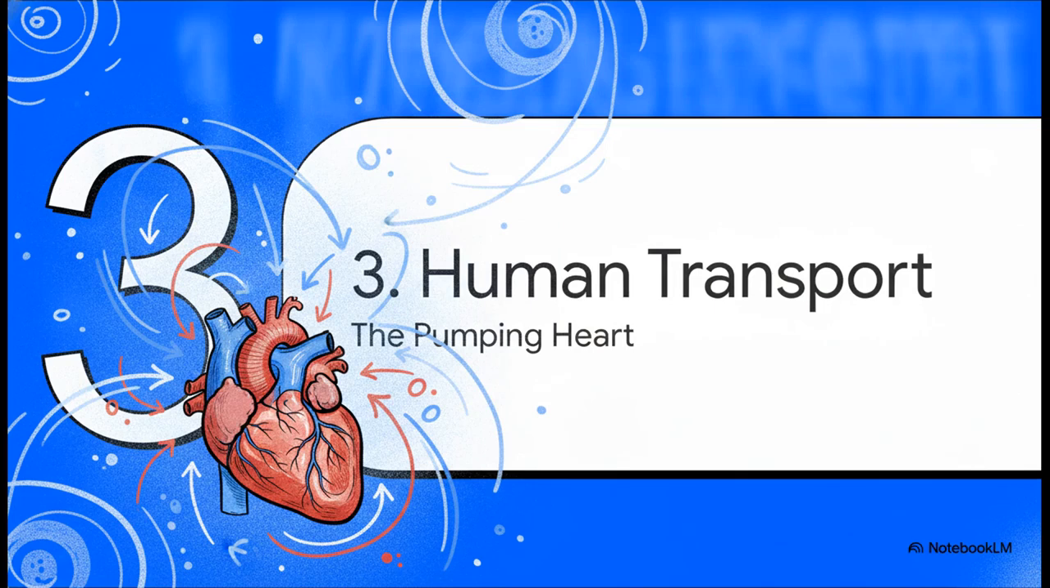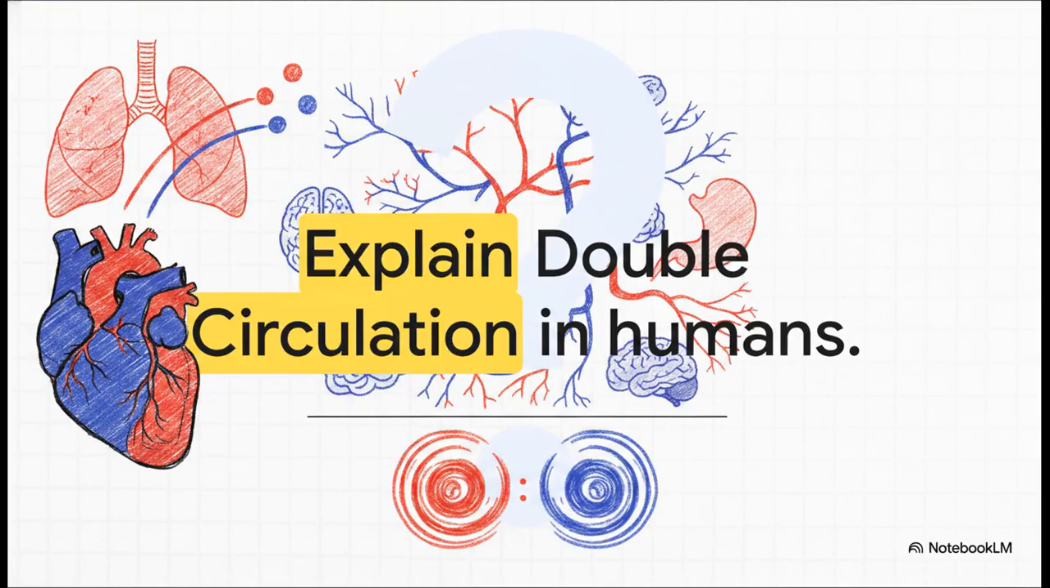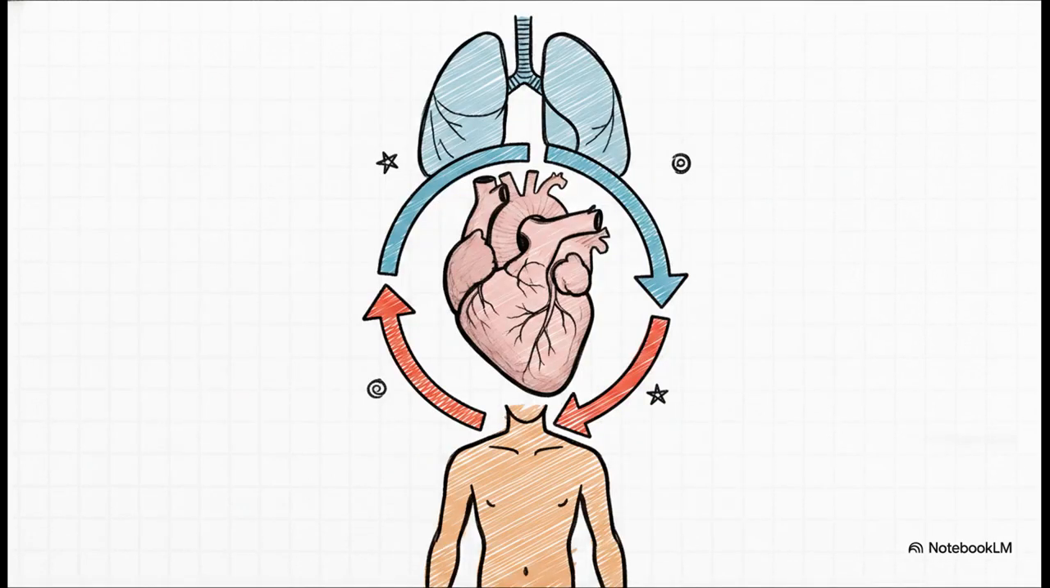Section 3, transportation in humans, the pumping heart. So, question 3 asks us to explain the double circulation of blood in humans. Honestly, mastering this concept is non-negotiable if you want high marks. It's all about understanding exactly how oxygenated and deoxygenated blood are kept strictly separated. Try to visualize this dynamic flow. First, picture the blue flow.